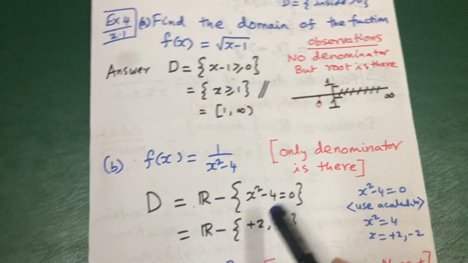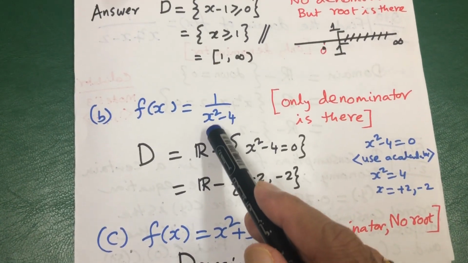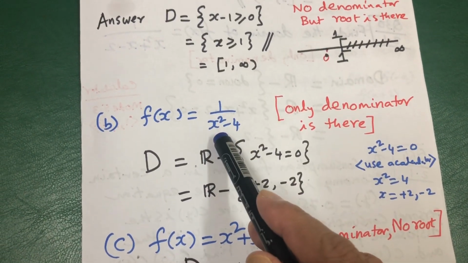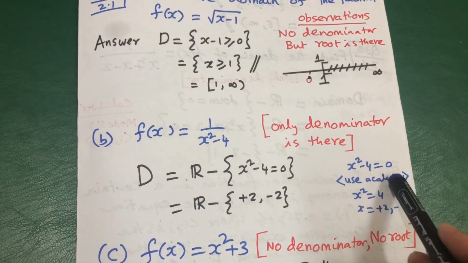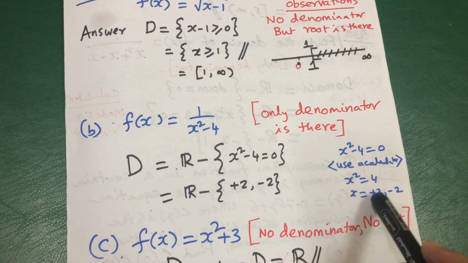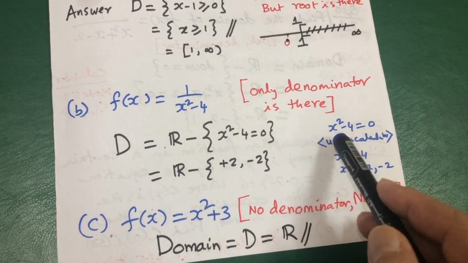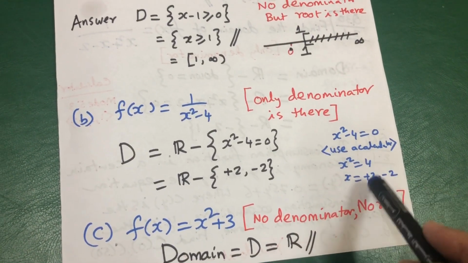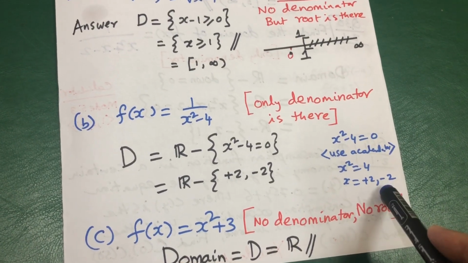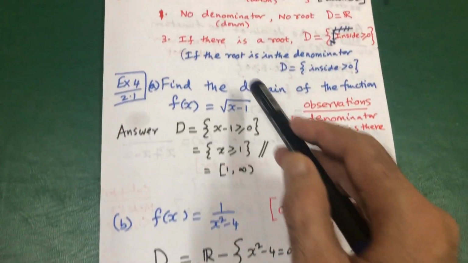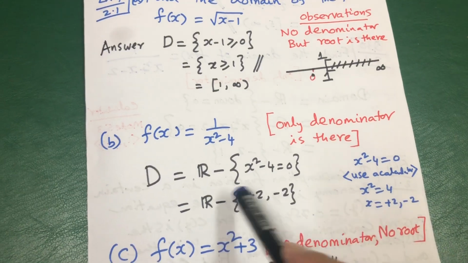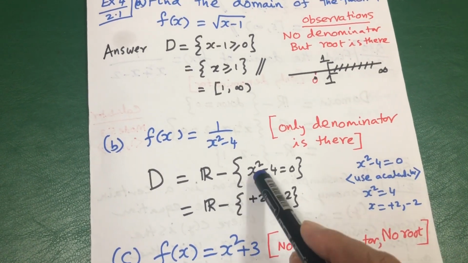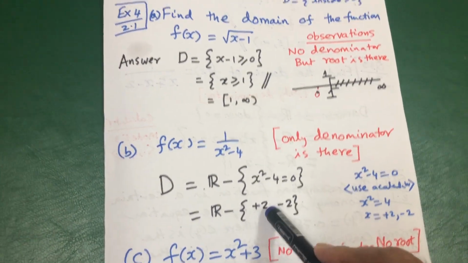Now find the domain of f(x) equal to 1 over x square minus 4. Here we have only a denominator. So make the denominator equal to 0, use calculator, you get x equal to plus 2 and minus 2. Or x square is equal to 4, x is equal to root 4, which is plus 2 and minus 2. So when there is a denominator, remove that. That means remove these 2 points. Remove means minus. So R minus these 2 points.